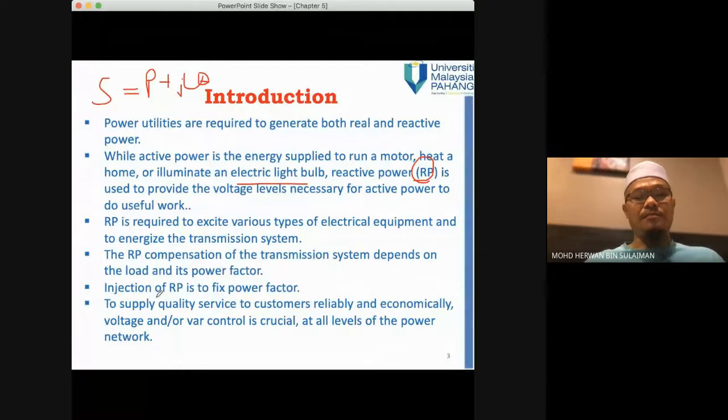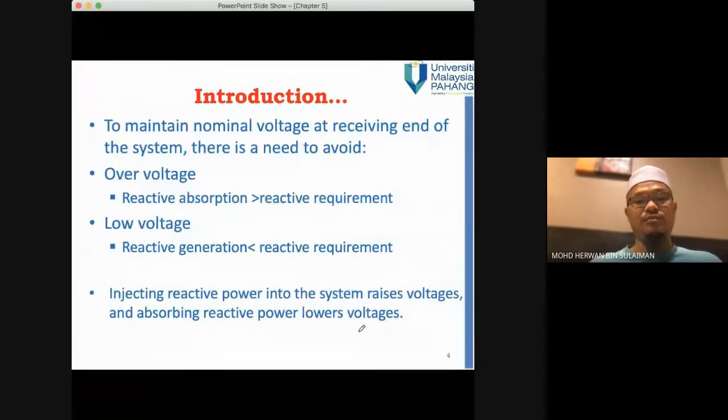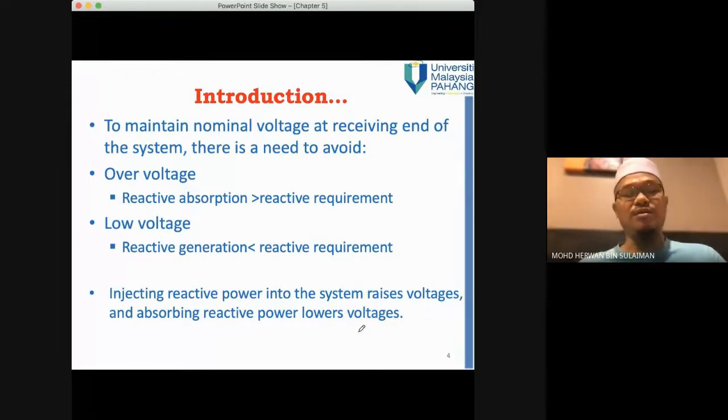Okay. So the aim is to fix the power factor and then to supply quality service to consumers reliably and economically. The voltage control is crucial at all levels. So basically, part of this topic you have learned in EPS. So yang ni more to extension lah. So to maintain nominal voltage at the receiving end, the system needs to avoid over voltage, where your reactive absorption is more than reactive requirement.